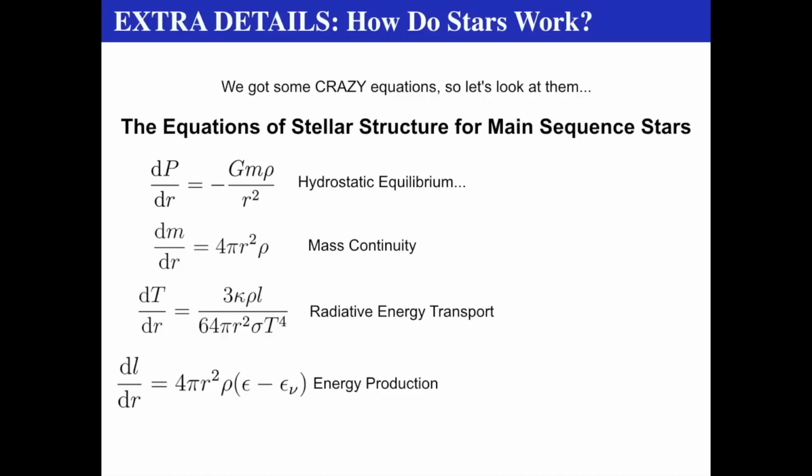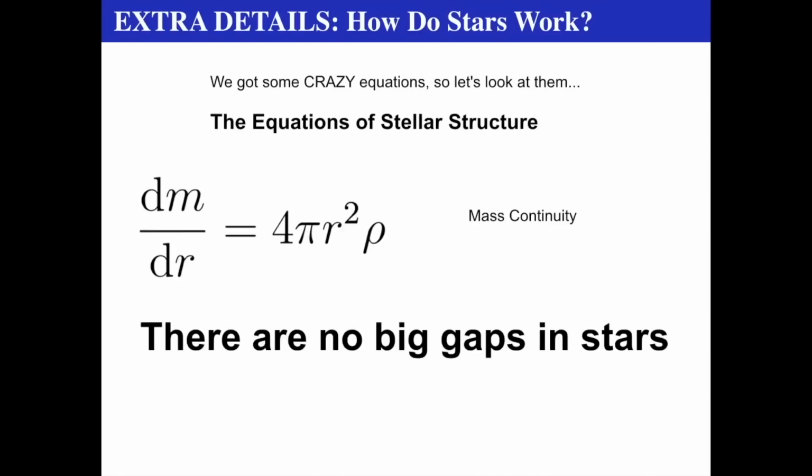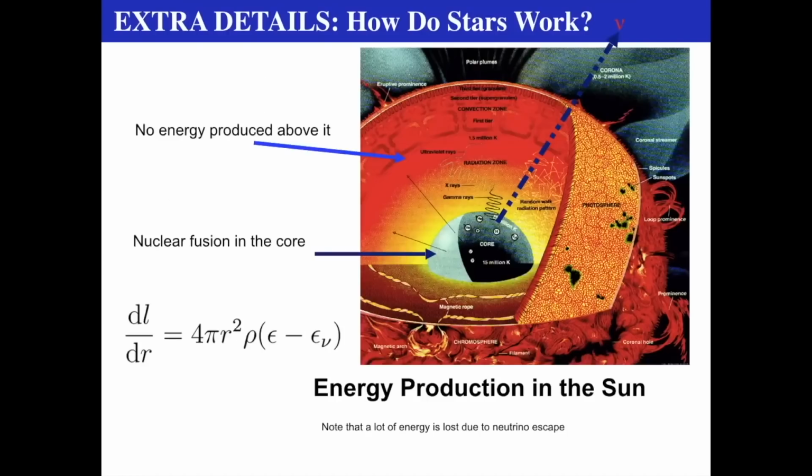And then we can use radiative energy transport, we saw that before, and somehow energy is being produced in the center. So again, mass continuity says that there aren't any really big gaps. If you somehow went out into a star, you would not find that all of a sudden, say 20,000 miles in, there's this huge open space where nothing's happening. No, there's always mass there. And it's not like it drops away to zero mass or something like that. There are no big gaps inside of stars.